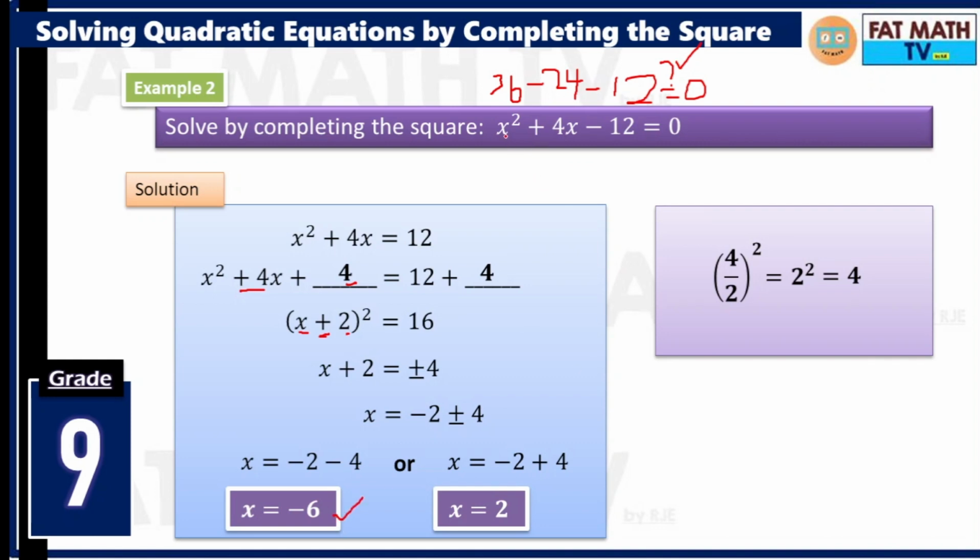How about if x is 2? 2 squared is 4. Plus 4 times 2 is 8. Minus 12. 4 plus 8 is 12. Minus 12 is 0. Yes. So correct. So that is how you check if your answer is correct. Just replace the values to the original equation and check if you will have an identity or a true statement.